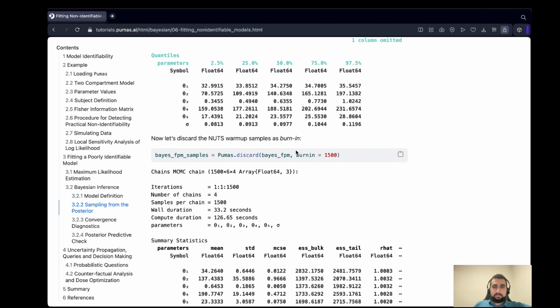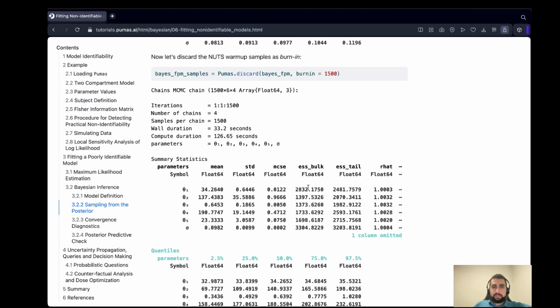And so we're using the Pumas.discard function on the output of fit here, and we are specifying how many samples per chain to throw away from the beginning, and so that's here 1,500, and so we end up with a kind of subsample of the full sample here.